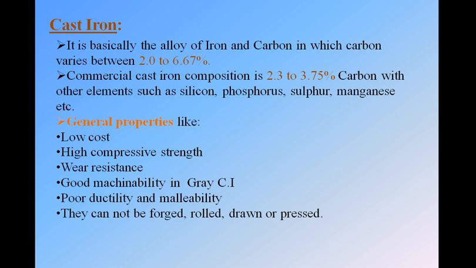Next, they cannot be forged, rolled, drawn, or pressed, okay. As they have a higher carbon percentage, they are harder and more brittle. So if we roll it, it tends to form a crack, and that crack leads to failure. So we cannot roll it, draw it, or press it. We can only cast, because we form only castings from these types of materials, so they are called cast irons, okay. Cast irons are generally used for casting purposes, so they are called cast irons.